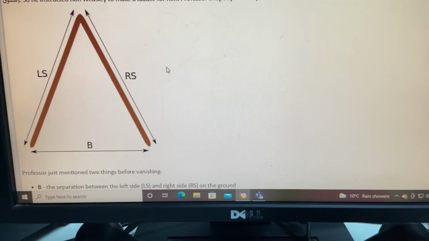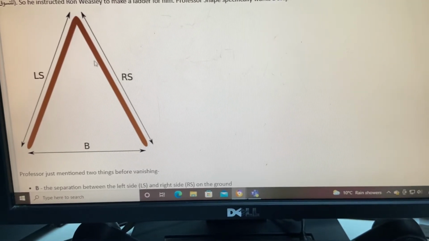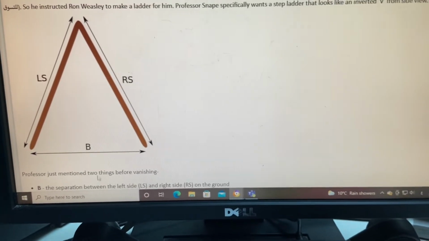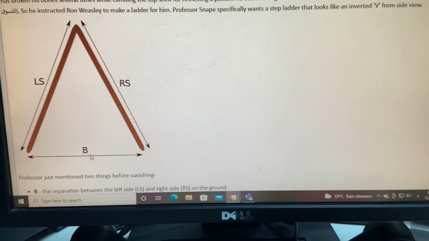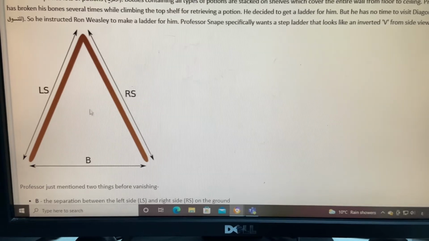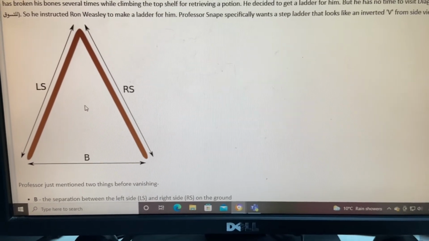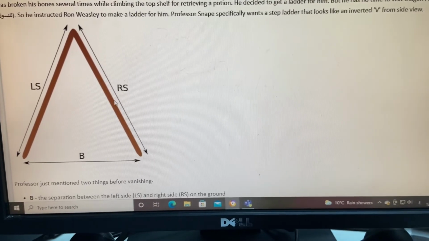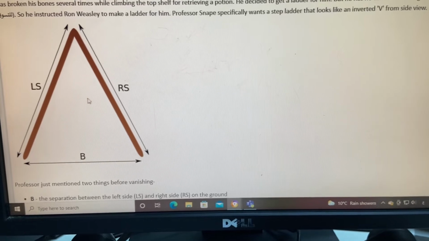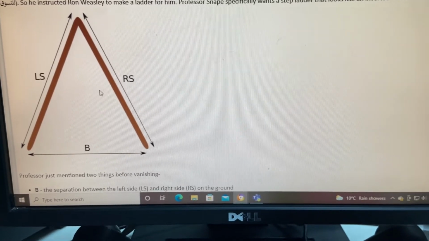Now the ladder is not fixed in this way. We can move the sides, the right side and the left side, and the base here represents the distance between the left and the right side, or the base of the triangle. So this kind of ladder, as Professor Snape asks Ron to design, could be moved or changed in two ways.